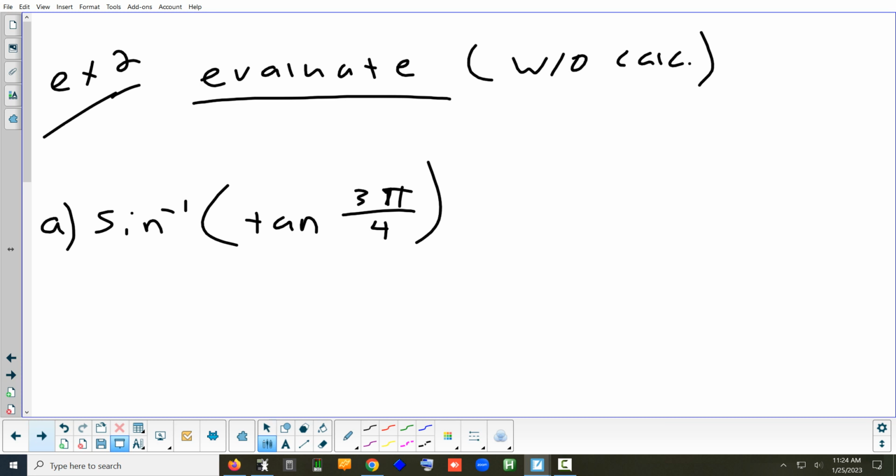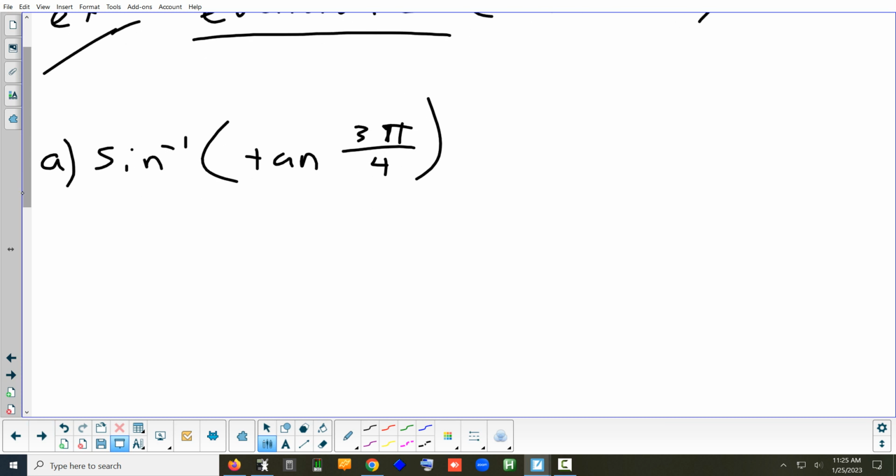All right, so let's start like we did before with the inside trig function. But notice this time the inverse is on the outside. So it's not quite the same thing we did last time. So tangent of 3 pi over 4. We're basically just going to do this like order of operations. We're going to start inside the parentheses, see if we can get that answer, and then plug that answer into the inverse sine.